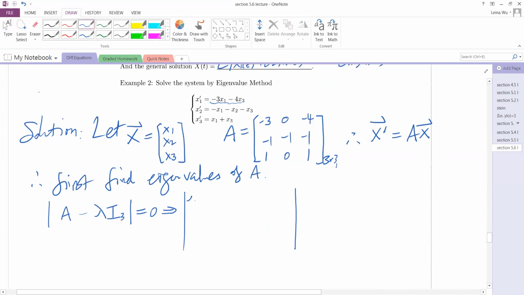Okay, so I'm going to have the matrix with entries negative 3 minus lambda, negative 1 minus lambda, 1 minus lambda, 0, negative 4, negative 1, negative 1, 1, 0. This should equal to 0, right? What's going to be the determinant of this?